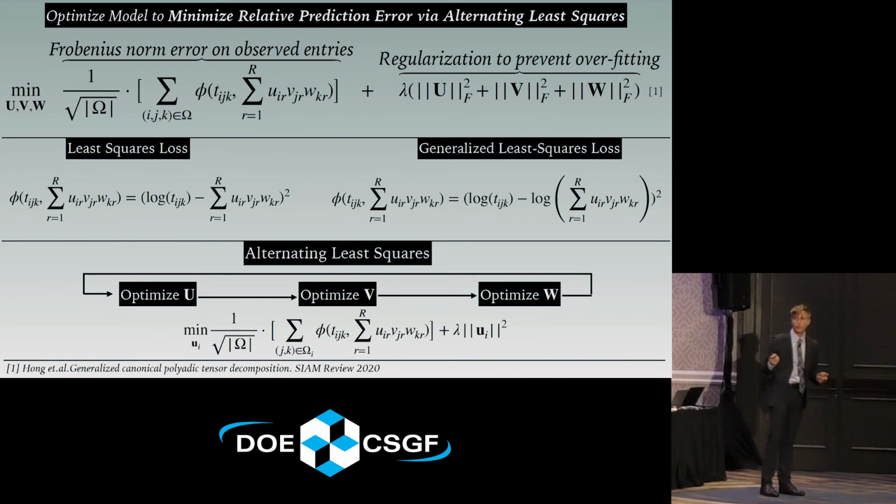And to optimize these models, we use the alternating least squares framework, which fixes all model parameters in all but one factor matrix and performs sequences of either quadratic optimization problems or sequences of convex optimization problems. So optimize U, V, and W, and just cycle through those until we attain a decent accuracy.